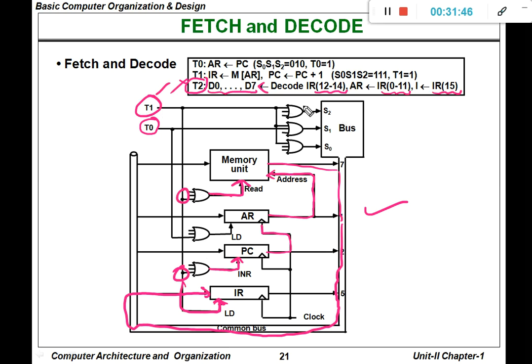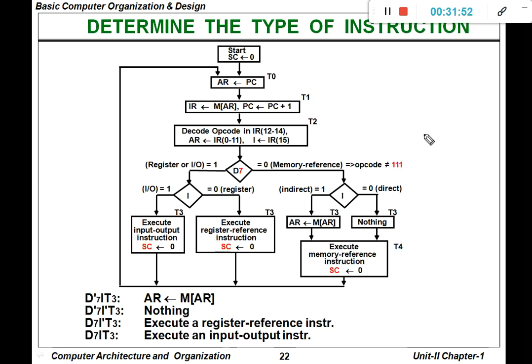T2, decoding the instruction register, is not shown in this particular diagram. Determine the type of the instruction. Initially at time T0, we moved the content of PC to the address register, and at time T1, we read the instruction from the memory and stored it in the instruction register, as well as incremented the program counter.